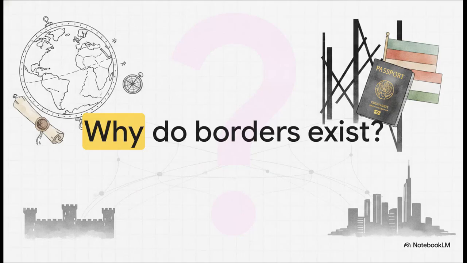So I want you to start by asking yourself a super fundamental question. Why do borders even exist? I mean, when you look at a globe, why are there these strict, invisible lines separating entirely different legal realities? And maybe more importantly, why is it basically a universal rule that countries tell each other to mind their own business when it comes to internal affairs?